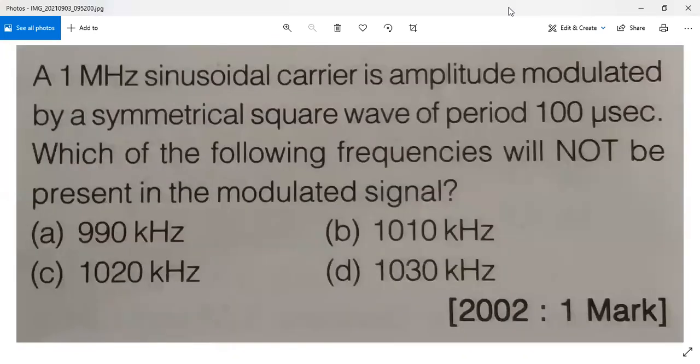A 1 megahertz sinusoidal carrier is amplitude modulated by a symmetrical square wave. Okay, so यहाँ पर जो modulating signal है, वो है square wave. ठीक. Of a period 100 microsecond. Which of the following frequencies will not be present in the modulated signal?